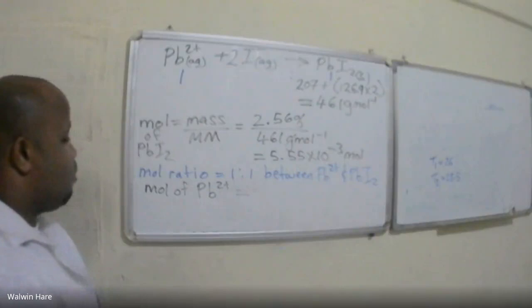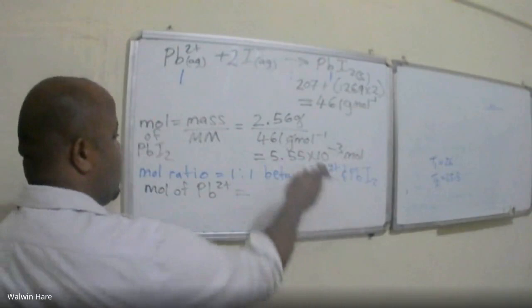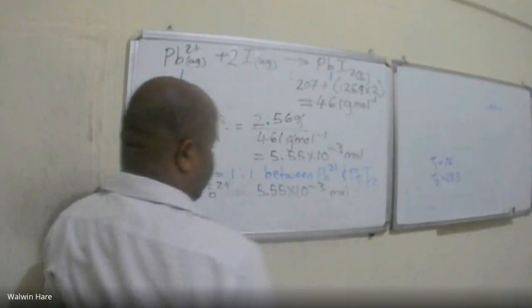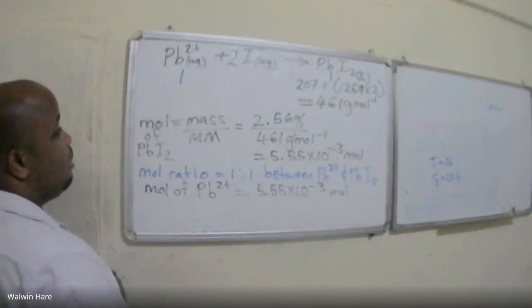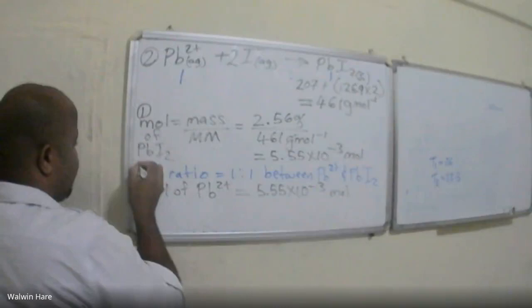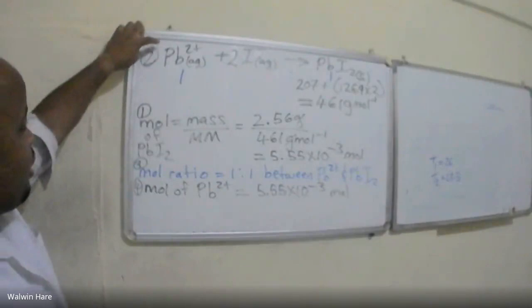If the mole ratio is 1 to 1, what's the mole of lead ions present? It's going to be the same as the lead iodide, which is 5.55 times 10 to the minus 3 moles. So when you're starting the question, you start with the moles of the precipitate. Then you write your balanced equation and the mole ratio, and you use the mole ratio to find the mole of your analyte.